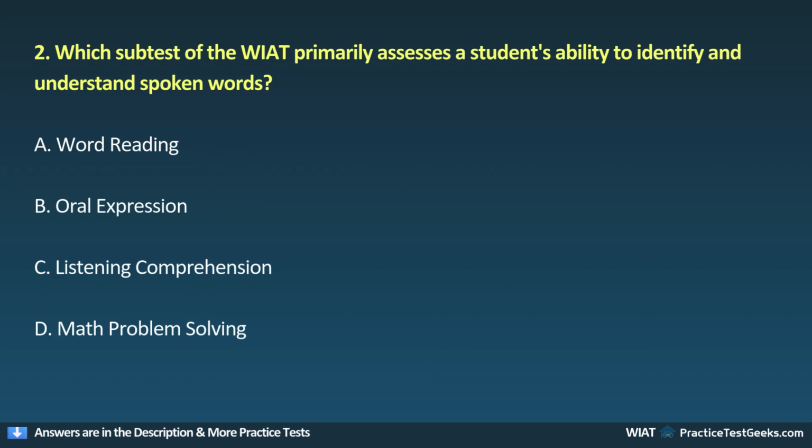2. Which subtest of the WIAT primarily assesses a student's ability to identify and understand spoken words? A. Word reading. B. Oral expression. C. Listening comprehension. D. Math problem solving.